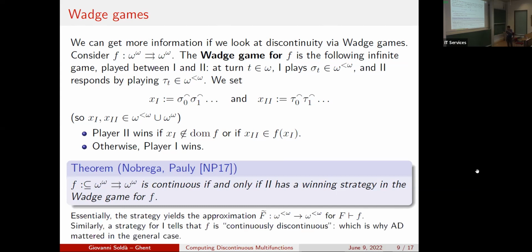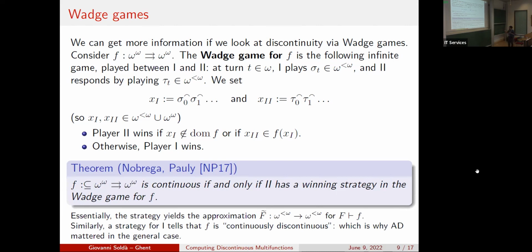And on the contrary, if we had a strategy for player 1, so supposing that player 2 does not win, but player 1 does, so player 1 has a winning strategy, then you can sort of see the strategy as the witness that F is continuously discontinuous, which is what I was telling you before. This is what AD does in the general case.